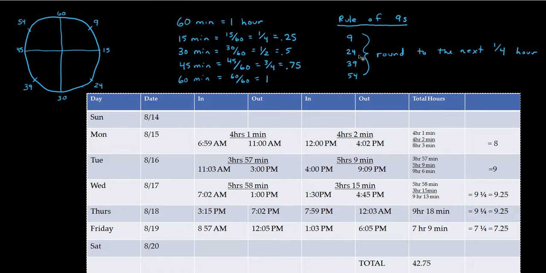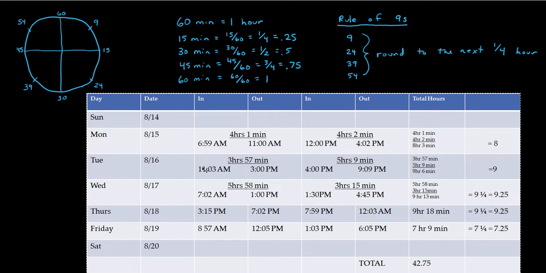So let's take a look at what I mean here. If we look on Monday, this particular person worked from 6:59 until 11 and then worked from 12 until 4:02. When you take these and add those two shifts together, that's 8 hours and 3 minutes. That's not past the 9-minute mark, so we round that to 8 hours.